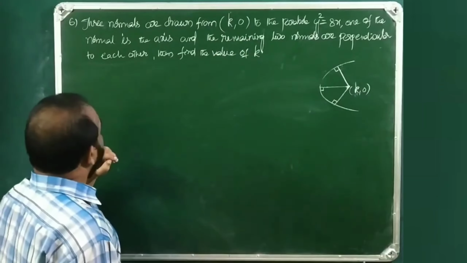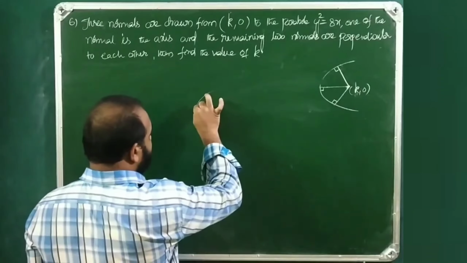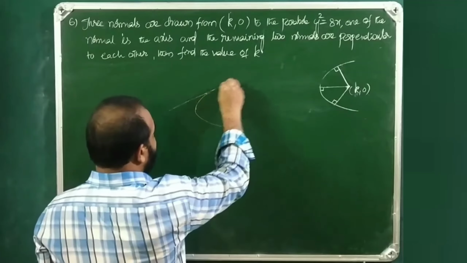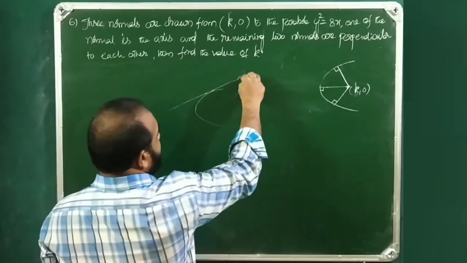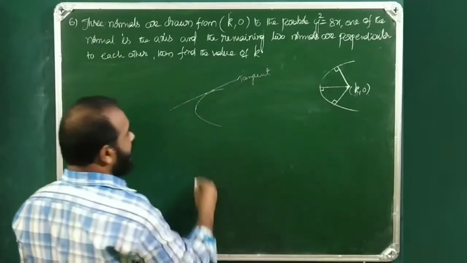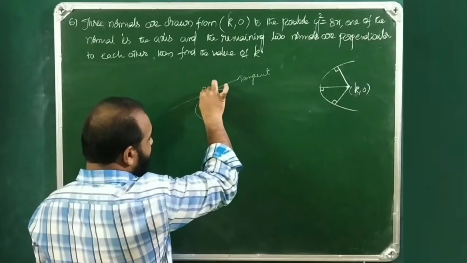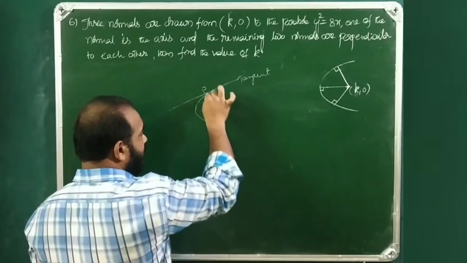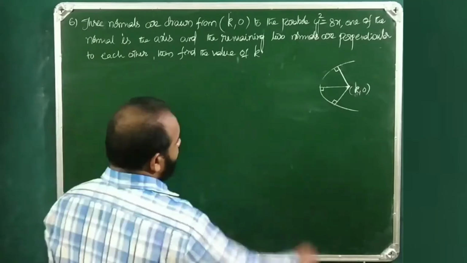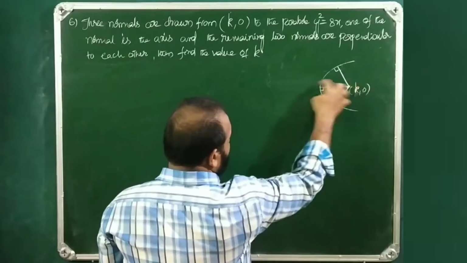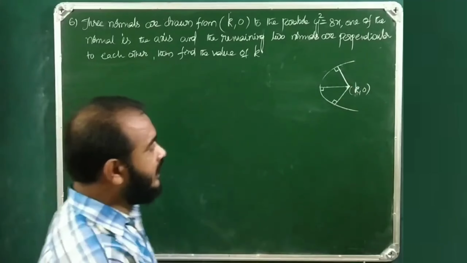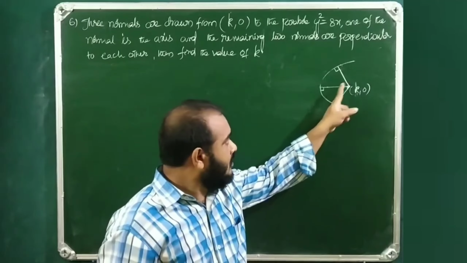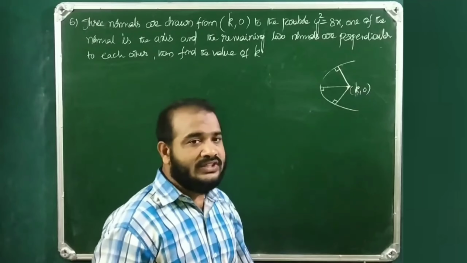Now, what is a normal? For example, this is a parabola, and at this point P, if you draw a tangent, this is the tangent, and the normal is passing through this P and perpendicular to this tangent. So this is the normal. From (k, 0), three normals are drawn. We need to show that one normal is the axis, the x-axis, and two normals are perpendicular to each other.